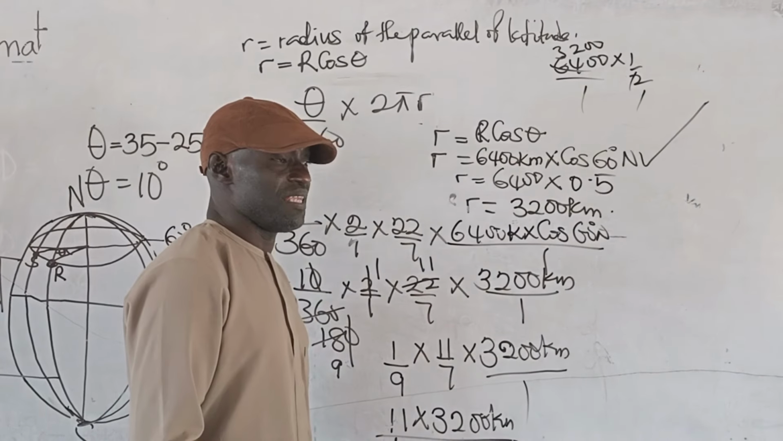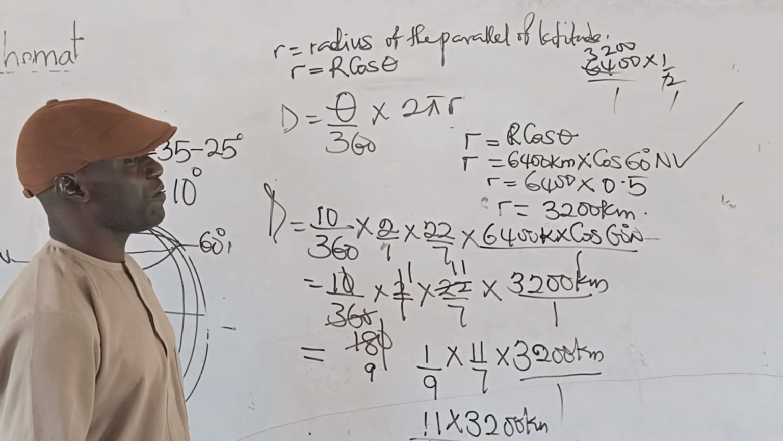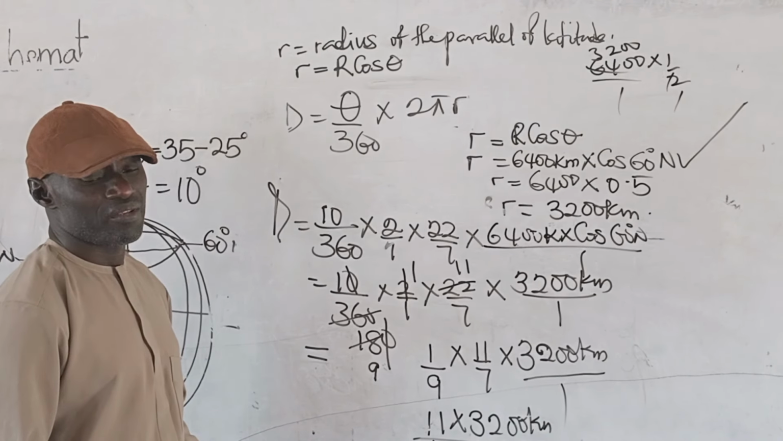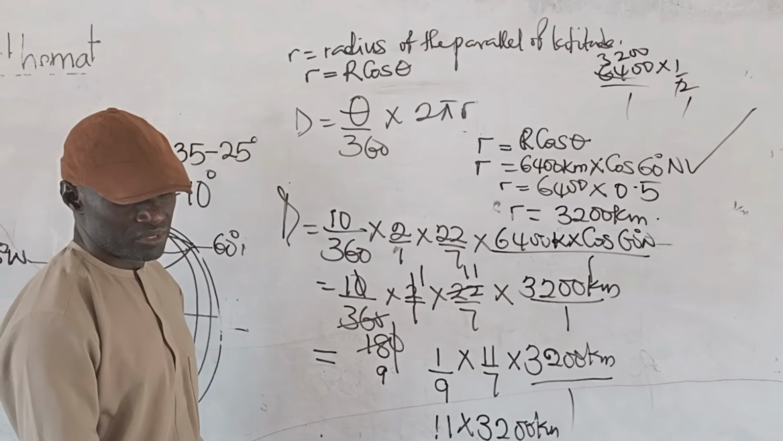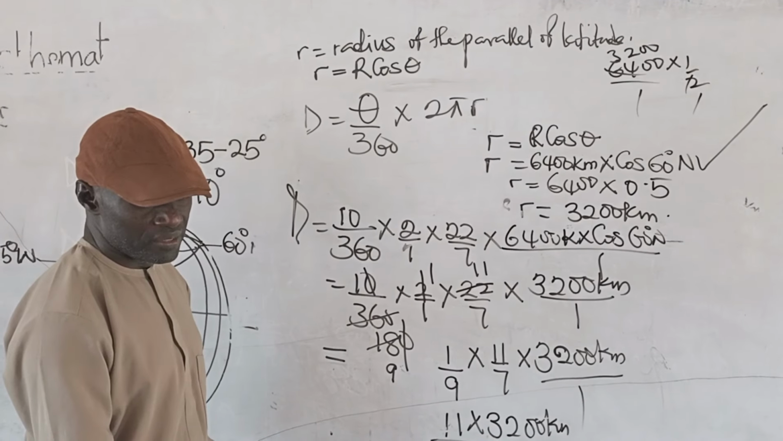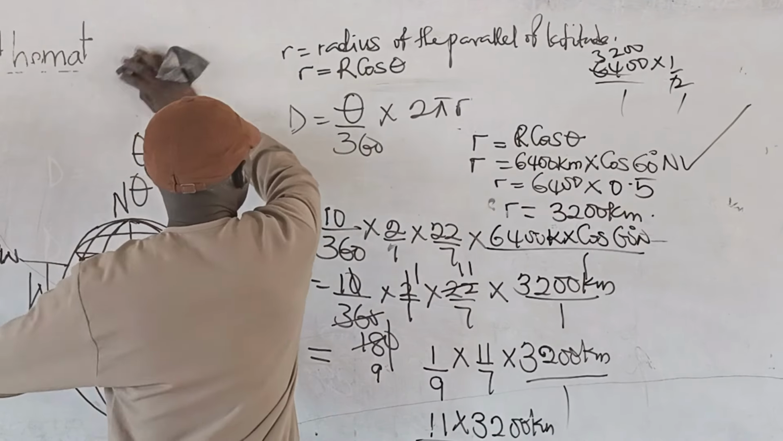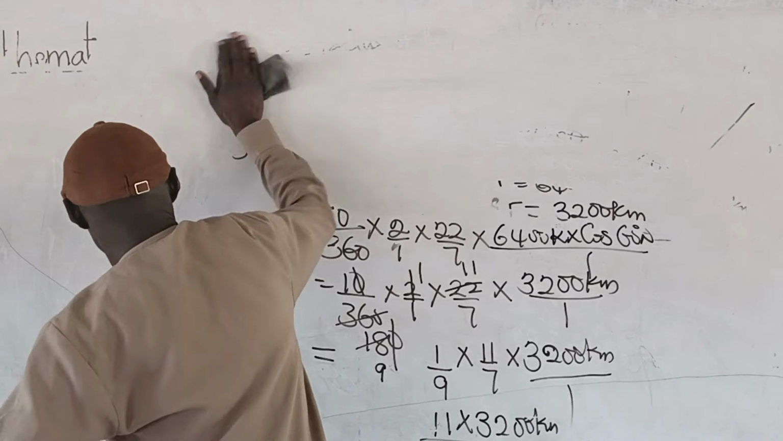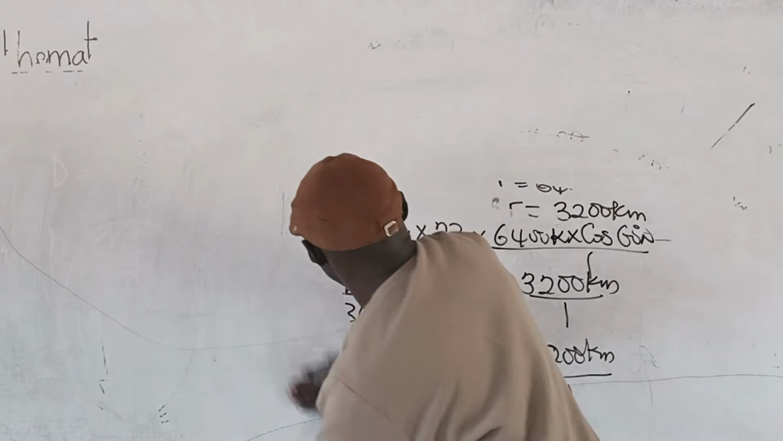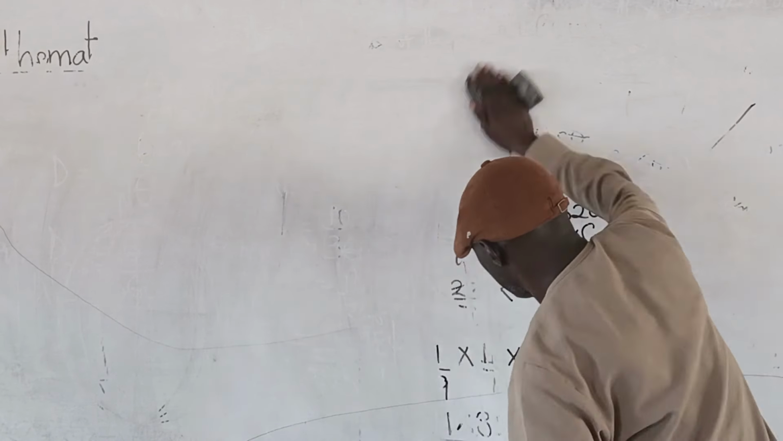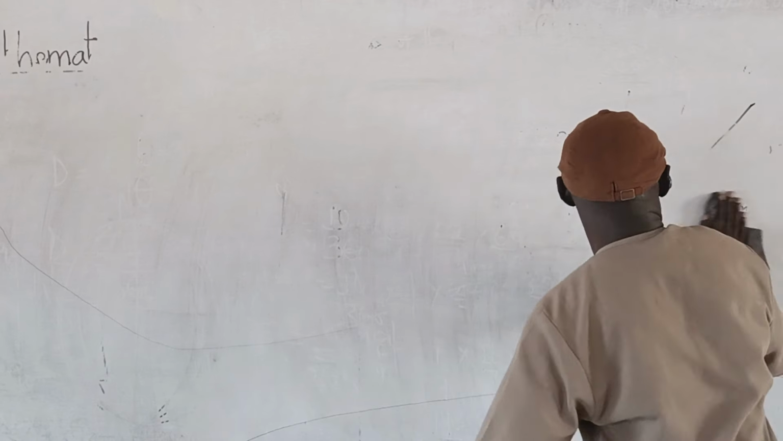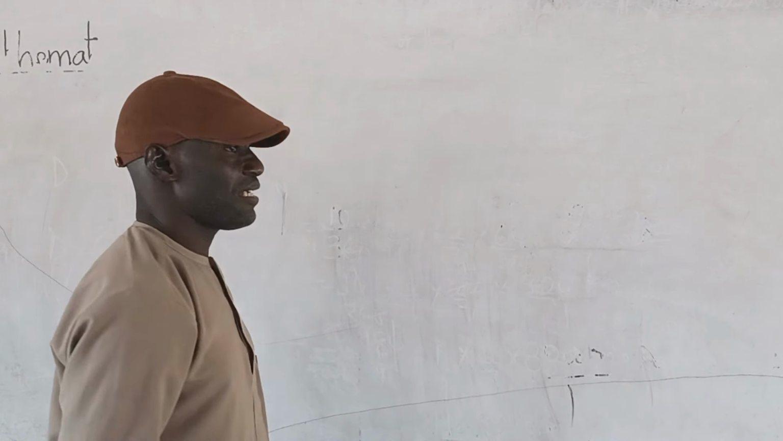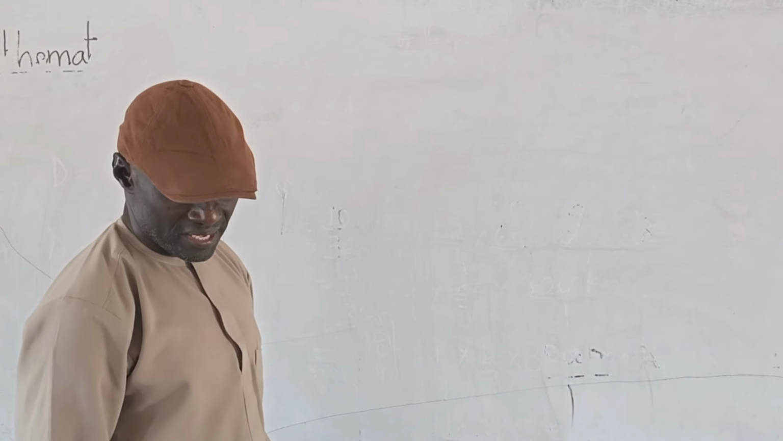So what I'm giving now is another example based on the distance along the parallel of latitude. Another question based on this. Let's see. Okay. The next question now, which is going to be our example 4 for today, is going to be based on distance along the parallel of latitude.